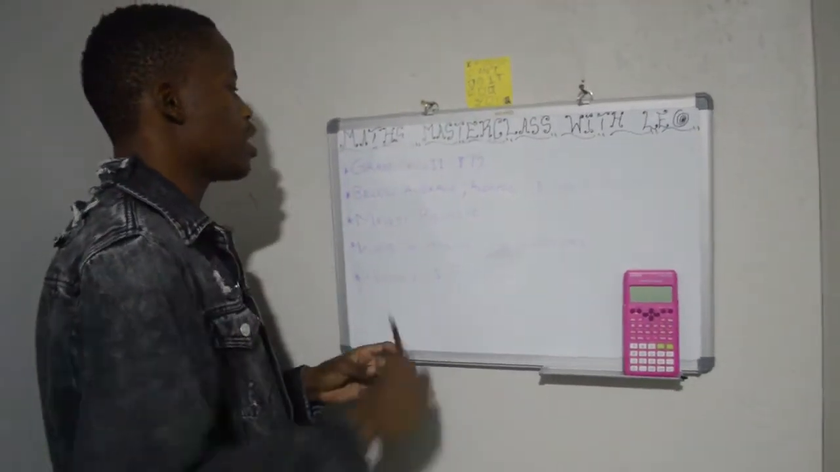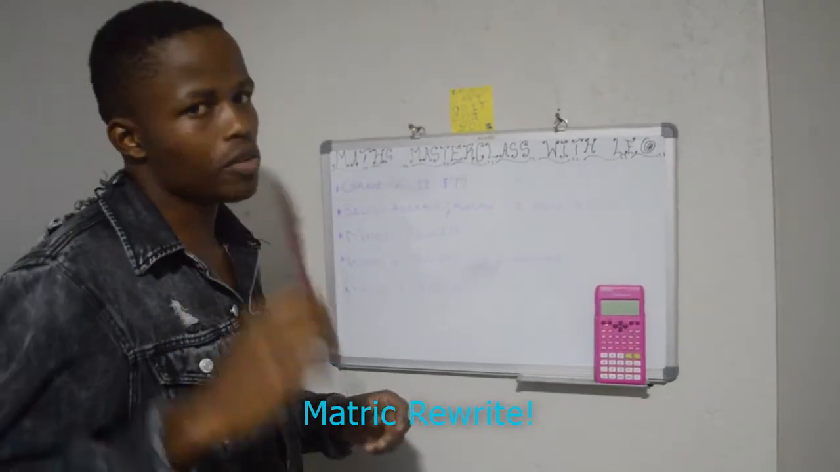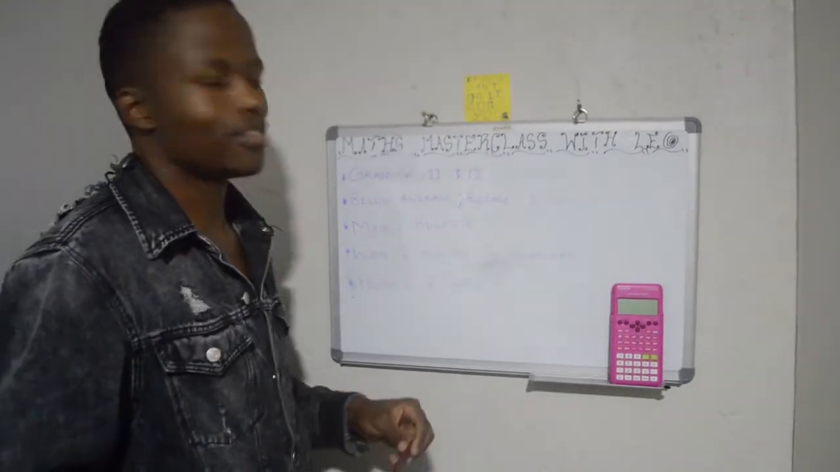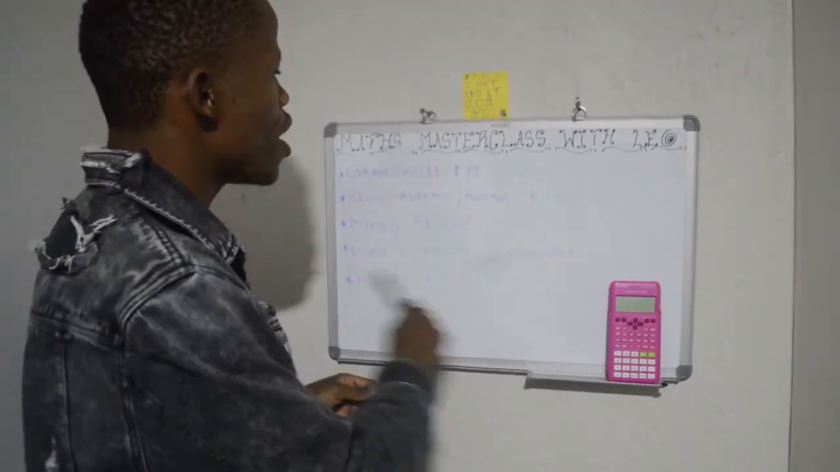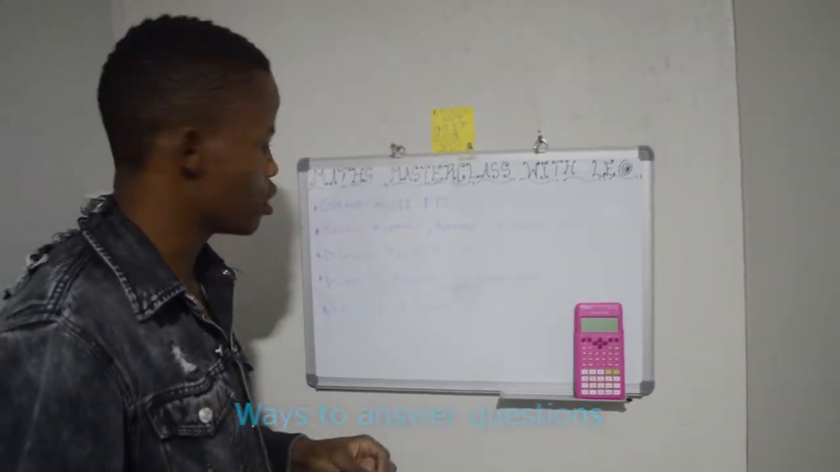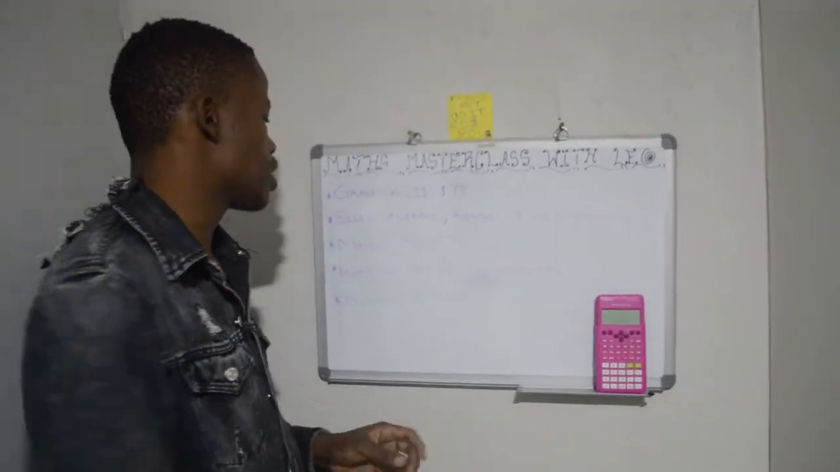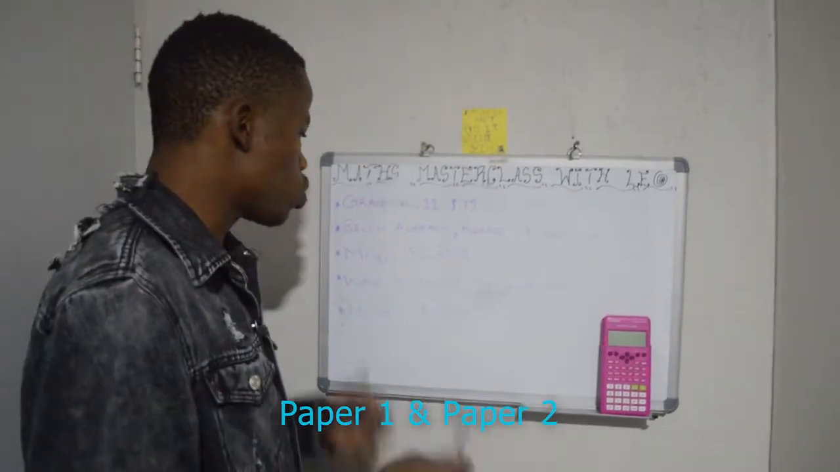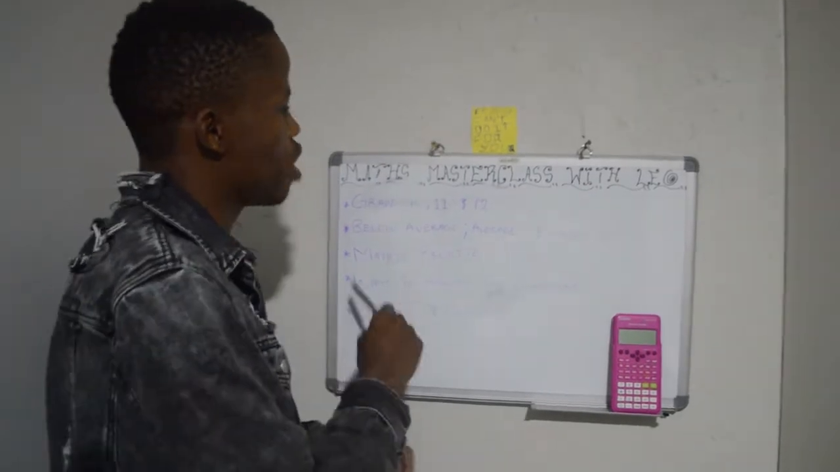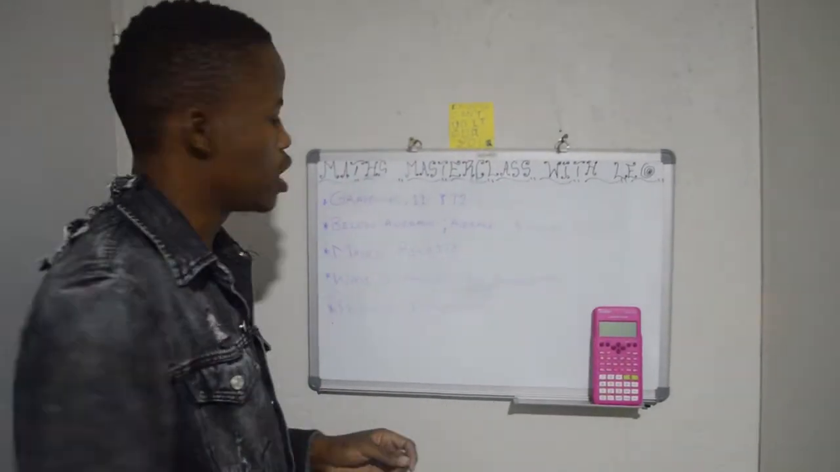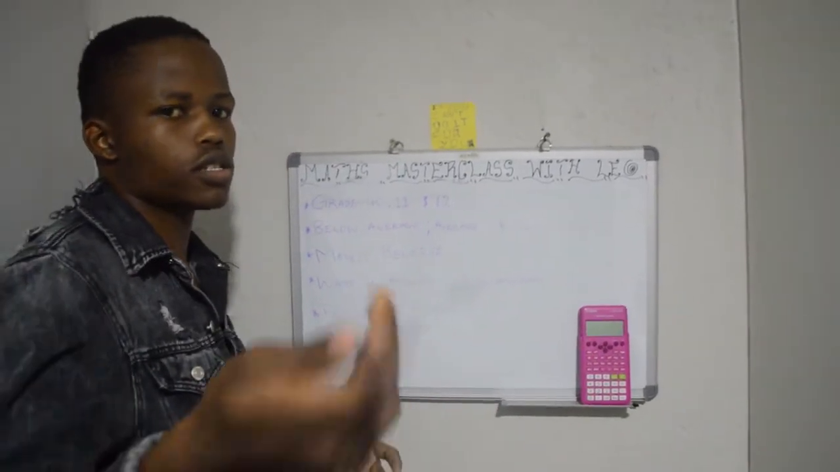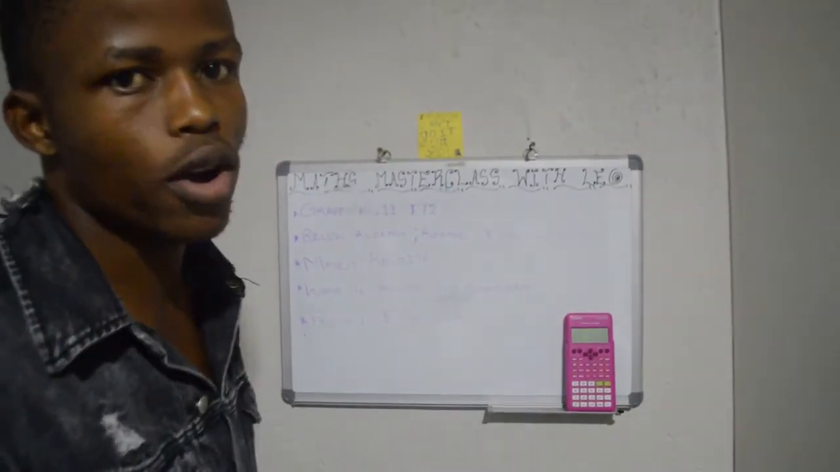We'll also be dealing with learners who want to rewrite maths, who have been struggling with maths. And then we'll be dealing with ways to answer questions, how to attempt questions, how to actually pass maths. And then we'll be dealing with question papers, paper 1 and paper 2. You know those simple chapters in paper 1 for the average or below average learners, and when we talk about paper 2, you know those chapters, statistics and so forth.